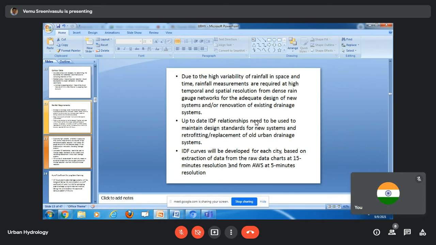Suppose you want to design the drainage system for a city, without this data you cannot do anything. So you should have rainfall records of the last 20, 40 years. Then only can you estimate a design storm based on the IDF curves, right?